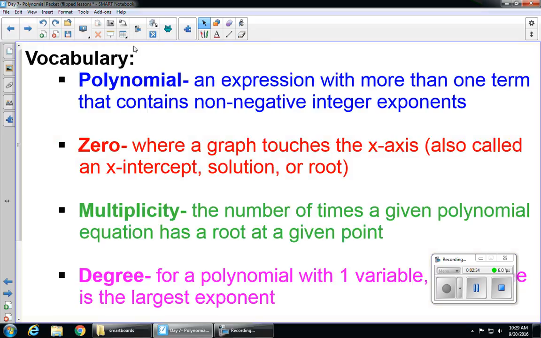So before we get into any of the actual identifying from graphs, we're going to have to take a look at some vocabulary. So if you need to, pause the video, copy down the definitions into your notes, and then hit play when you're ready to go. Polynomial. It's an expression with more than one term that contains non-negative integer exponents. A zero is where the graph touches the x-axis. It's also known as an x-intercept, a solution, or a root.